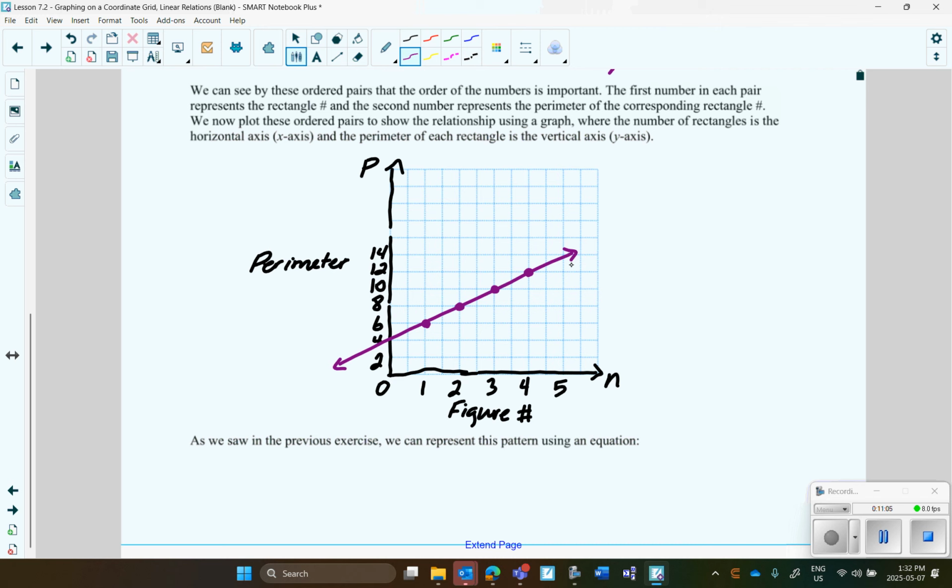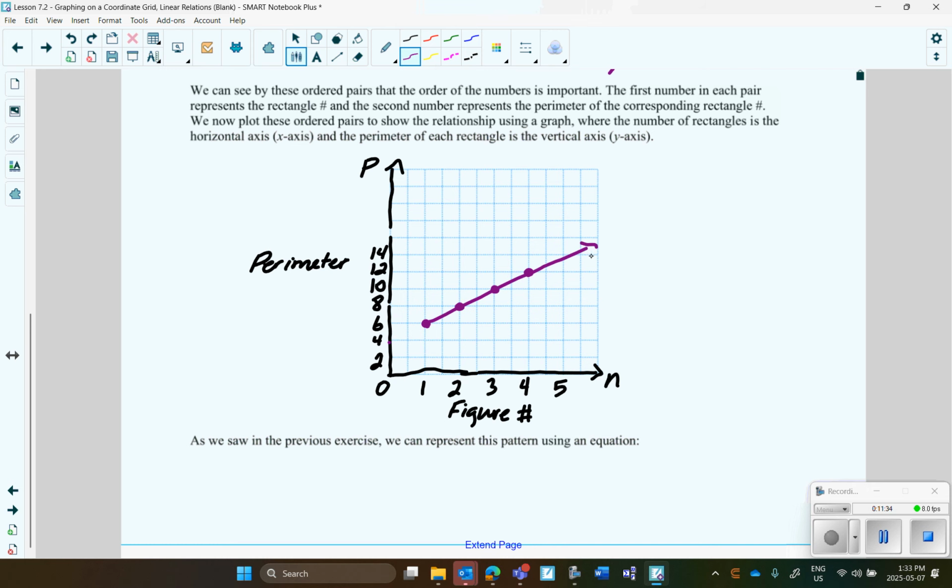Okay, what if I did, let's say, it starts here. Is that acceptable or unacceptable? Yeah, that doesn't really make sense, right? A figure number 0 has a perimeter of 4. That seems a little silly. Okay, all right.